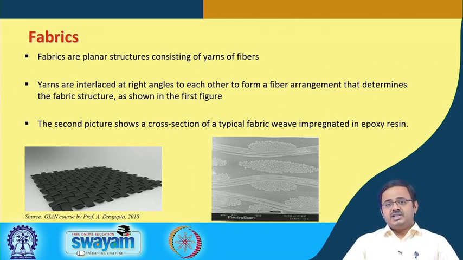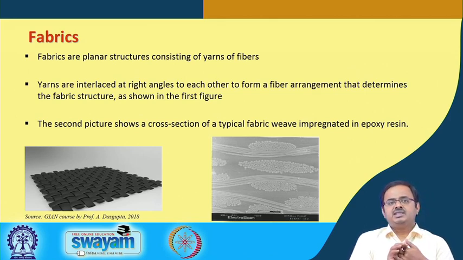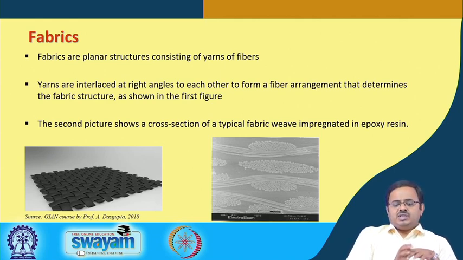And then remember, we said we need glass cloth. So, of course, this is a glass, but then this glass has to go into a fabric material. So, these glass fibers are used to make these fabrics, which are planar structures. You can see these crisscross structures on the left hand side. These yarns are interlaced at right angles to each other to form a fiber arrangement. And then, so this is the glass cloth or glass fiber that we are talking about.